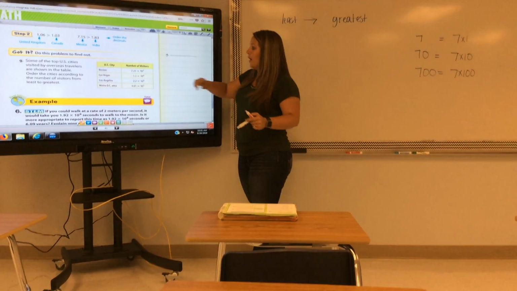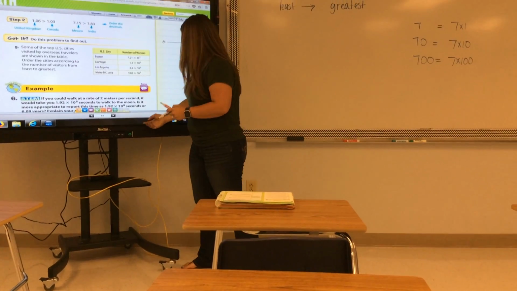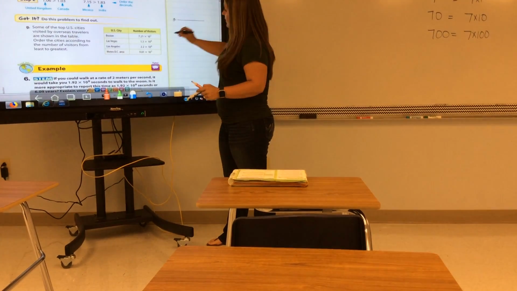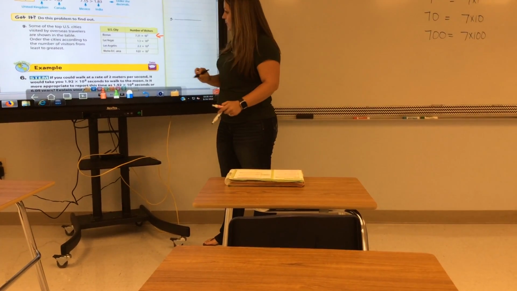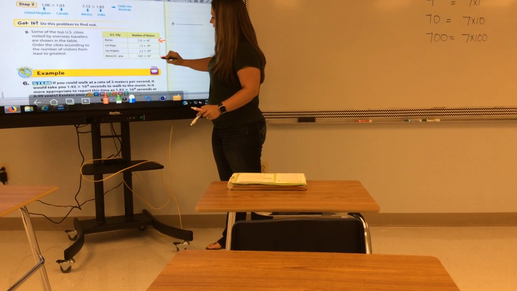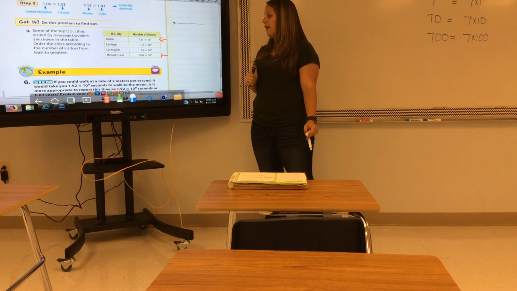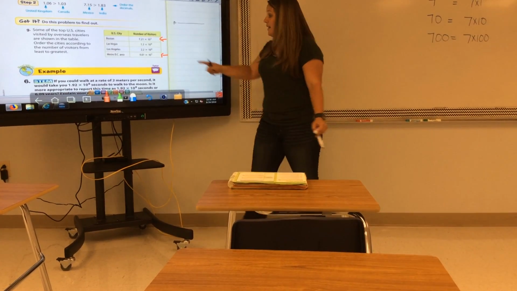So in these two, Boston has an exponent of 7, and the Metro DC area has an exponent of 5.